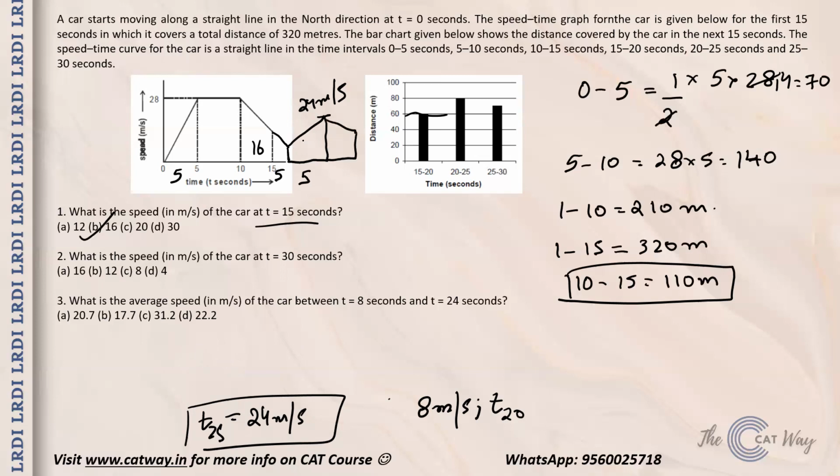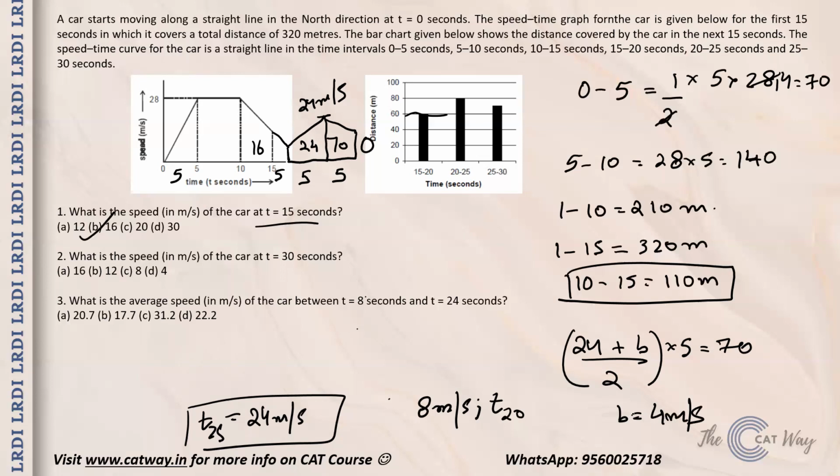Again, what you have is a trapezium. You know this side is 24. This is the time frame of 5 seconds. The total area under the curve has been given to you as 70, so you can easily calculate this line. For this, you have 24 plus b divided by 2, and the entire thing multiplied by 5 is given as 70. When you calculate, you get the value of b as 4 meters per second. And this 4 meters per second is basically the speed at 30 seconds. So the speed of the car at t equals 30 is option number D, 4 meters per second.